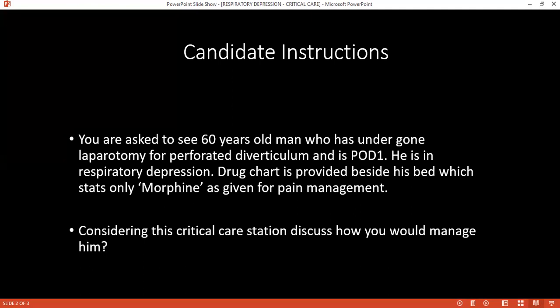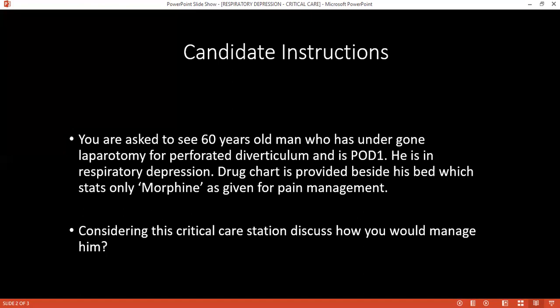What is the antidote of morphine that you will give? I will give naloxone, every 3 minutes, 0.5 up to 2 milligrams.